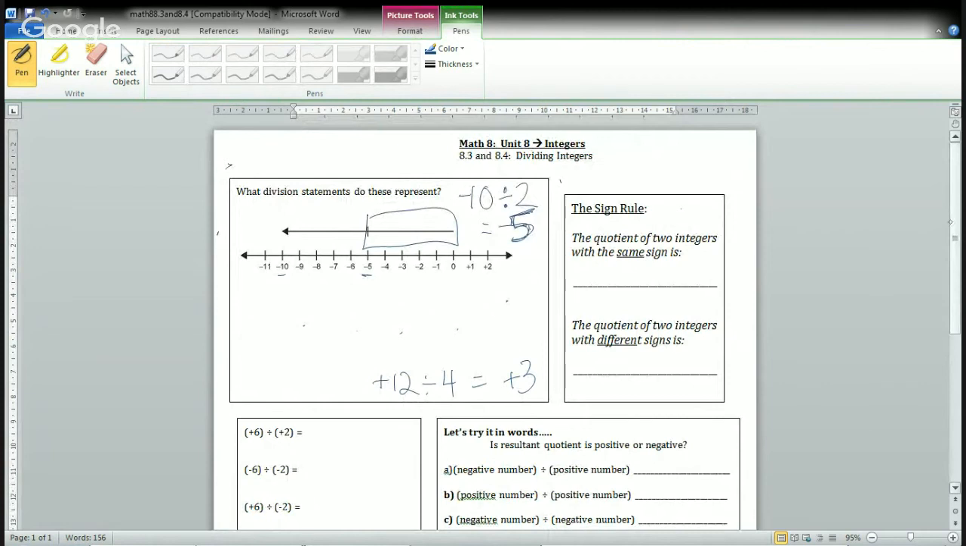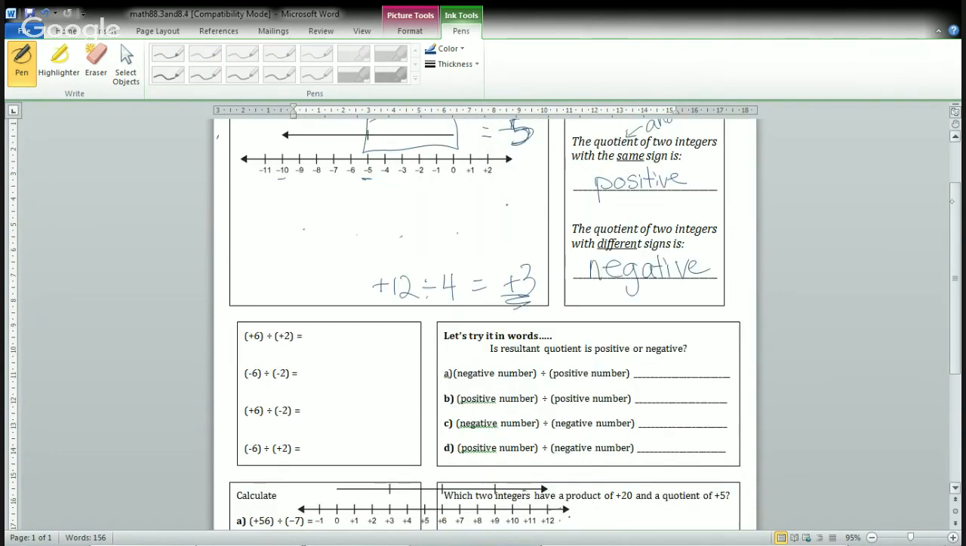So the sign rule that we just learned for multiplication also applies for division. The quotient, and quotient again is the answer for a division question, of two integers with the same sign is positive. The quotient of two integers with different signs is negative. Again, same rule as before. Most students find multiplying and dividing negative and positive numbers easier than adding and subtracting. So if this is seeming pretty good to you, that's great news.